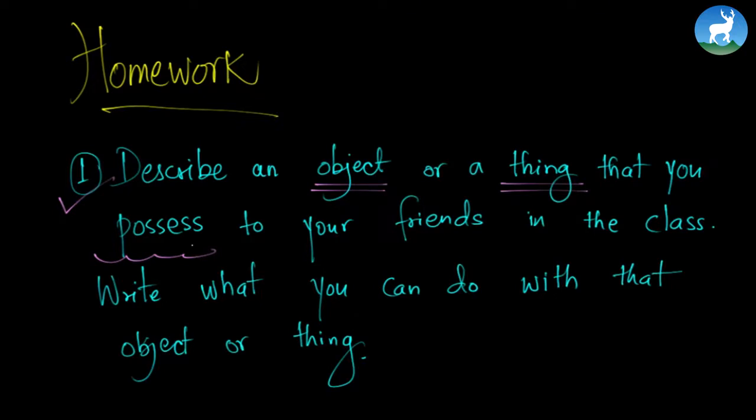You can write about an electronic device. It could be an MP3 player, an iPod, or a radio, FM radio. It could be a television set that you have, or a refrigerator that you like. Write what you can do with that object or thing. That's the question.